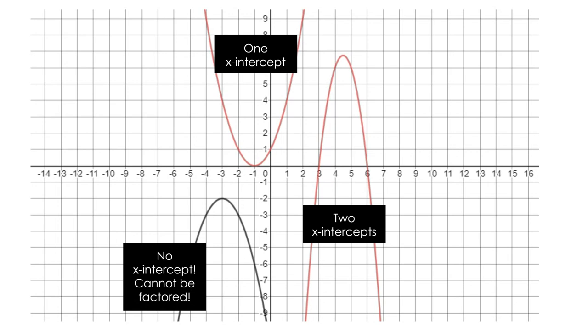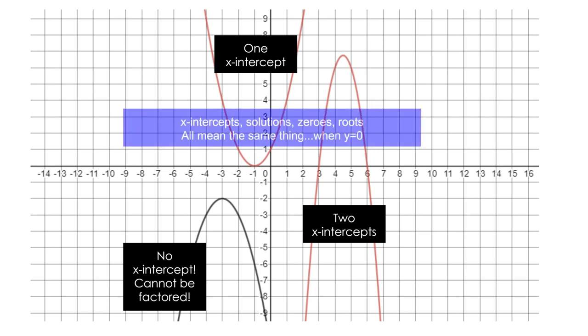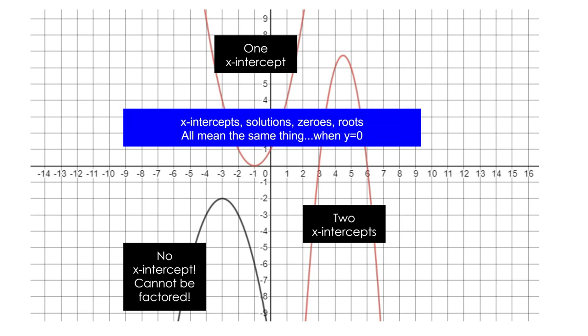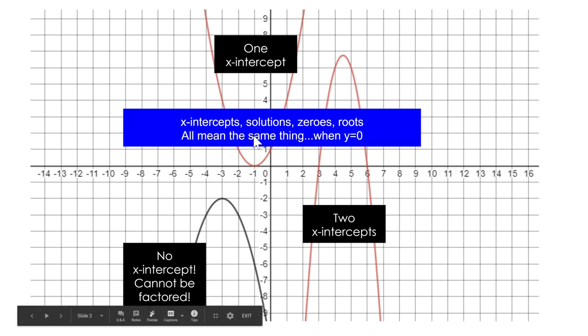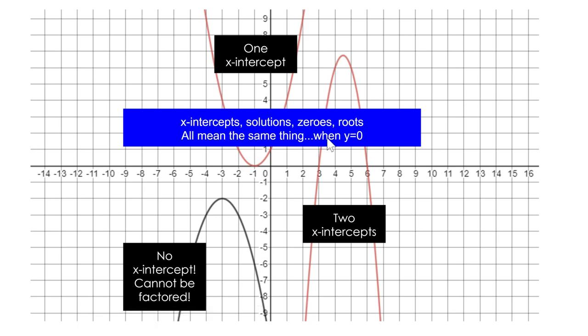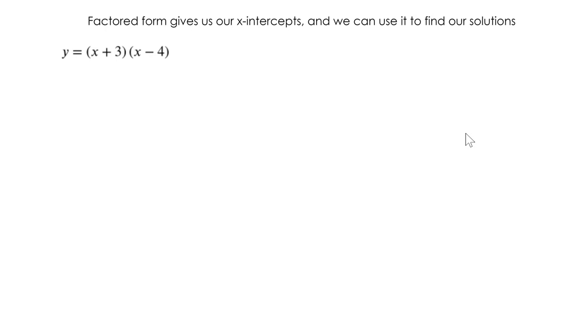Because again, solutions, roots, zeros are all about where a parabola crosses the x-axis. All of these four words mean the exact same thing. When y equals 0, what are the possible values of our parabola? So let's look at a couple examples.